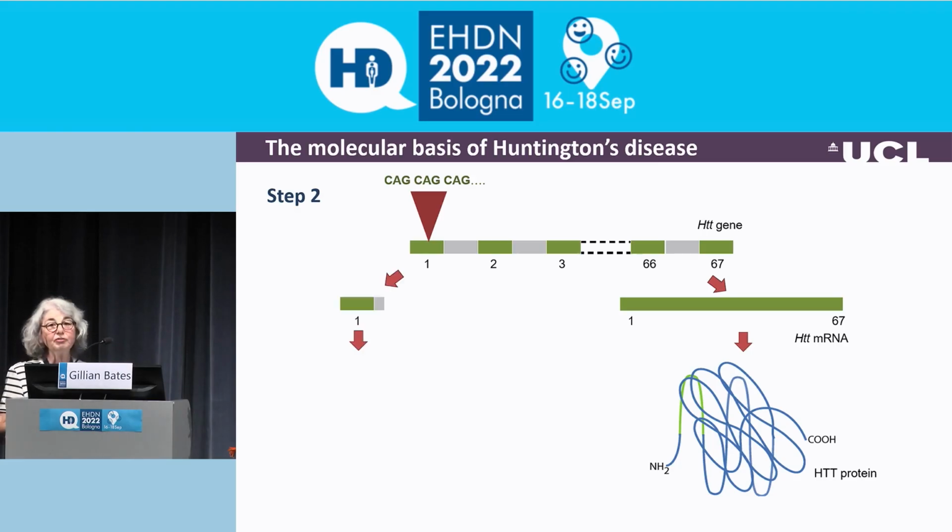So we found a few years ago that it doesn't always quite happen like that, and that sometimes this production of the messenger terminates within this first intron, producing this very small messenger that just contains the exon with the CAG.